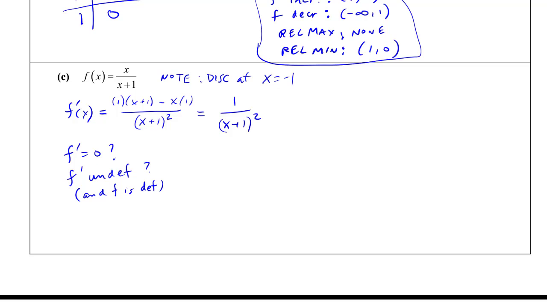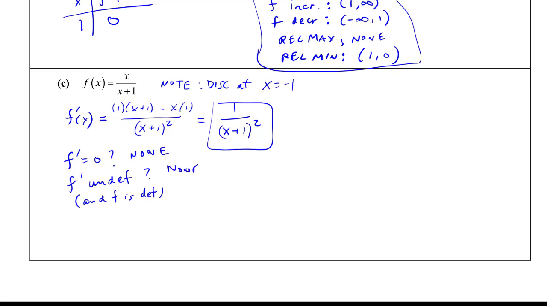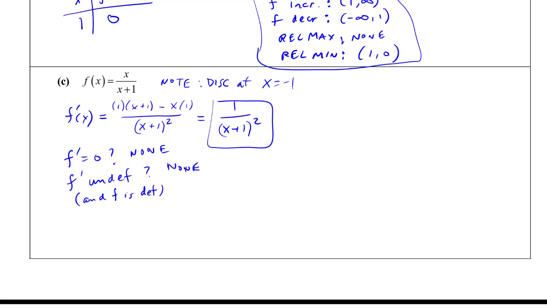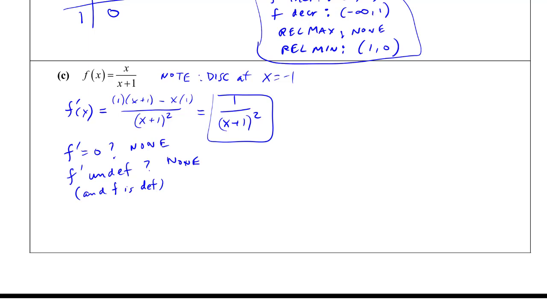notice if we ask where the derivative is 0, it's never 0 because the numerator is 1, it can't be 0. If we asked where the derivative is undefined and the original function was defined, there's still none of those because the original function was not defined at -1, so I can't take that as a critical number. There are no critical numbers here. But that's okay. That can happen.